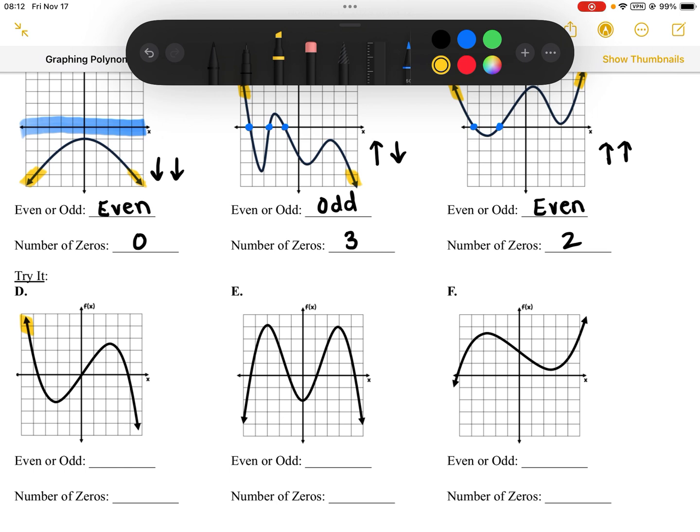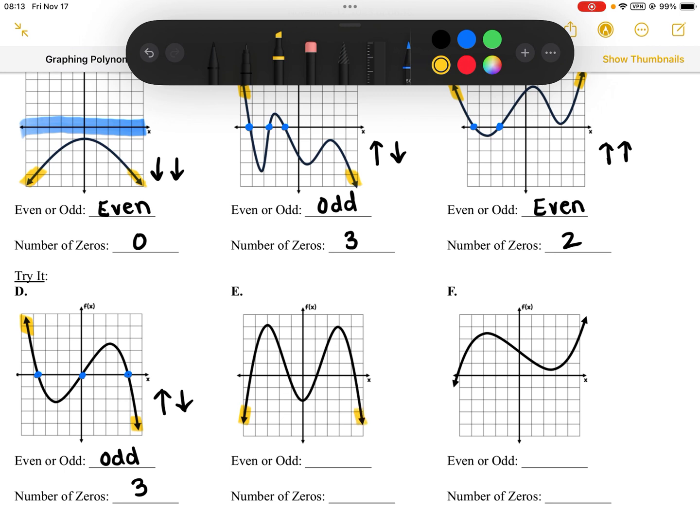So for D, my left-hand side's going up, right-hand side is going down. So my end behaviors look like this. They are opposite directions. That means it is going to be odd. My graph crosses at 3 different points, so I have 3 zeros. It crosses the x-axis at 3 different points.